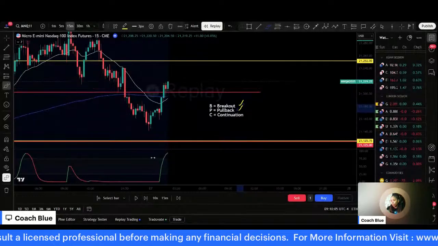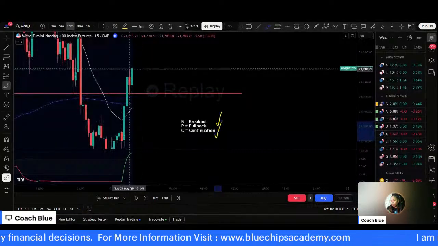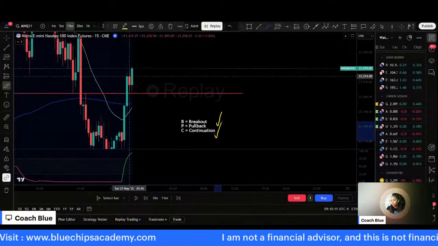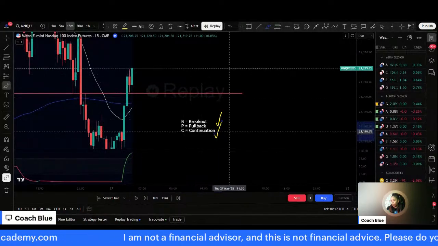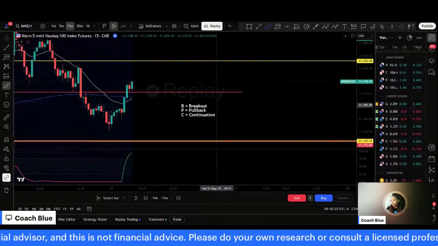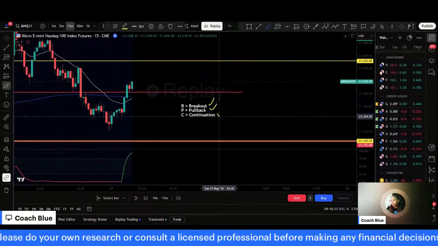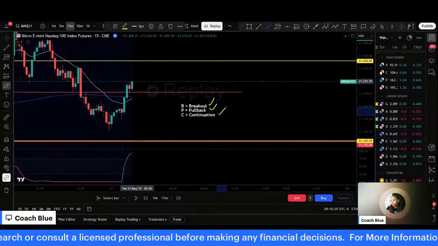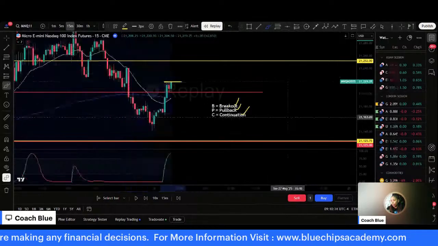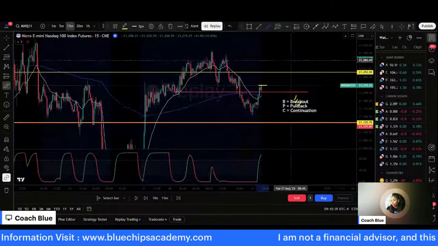Continuation. I like to see a clear break past my bullish candle, and I like to see an engulfing candle. This is a great continuation setup move right here. So we have our breakout, our pullback, and our continuation. Now that I know that, I'm going to enter my trade, and I'm going to take it up to the next key level.